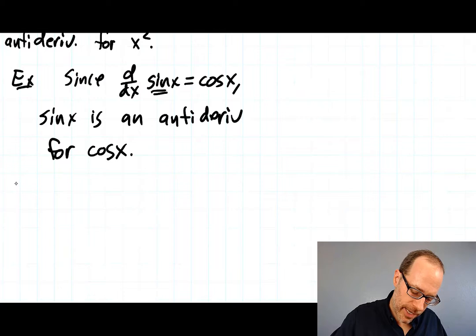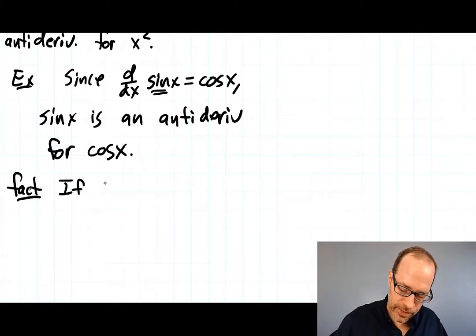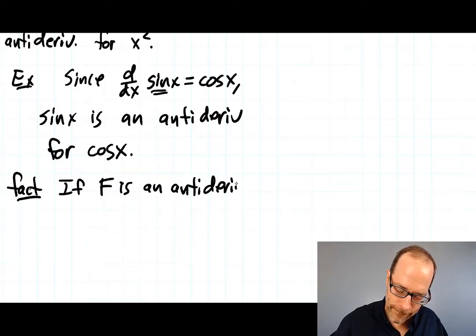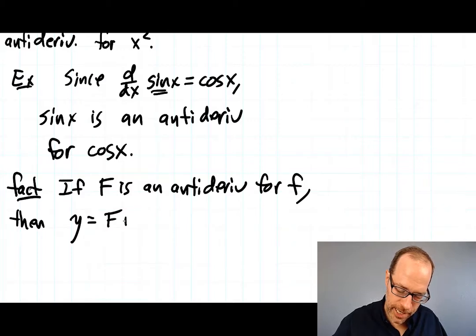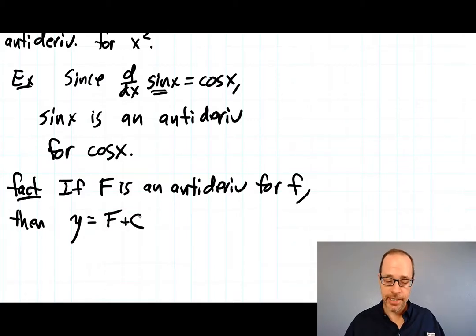So, in fact, what we get is this. If capital F is an antiderivative for little f, then I can take F and add any constant I want, capital C, and I get the most general form of an antiderivative for f.